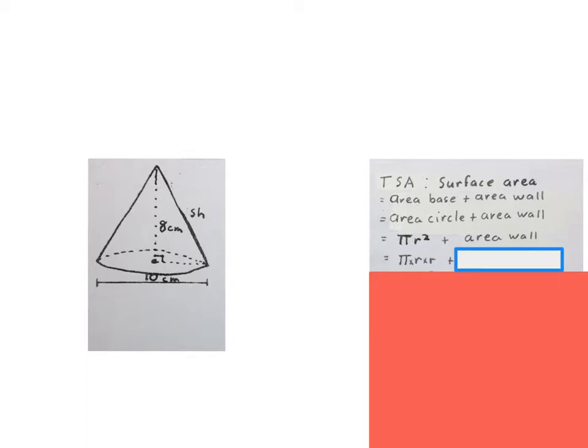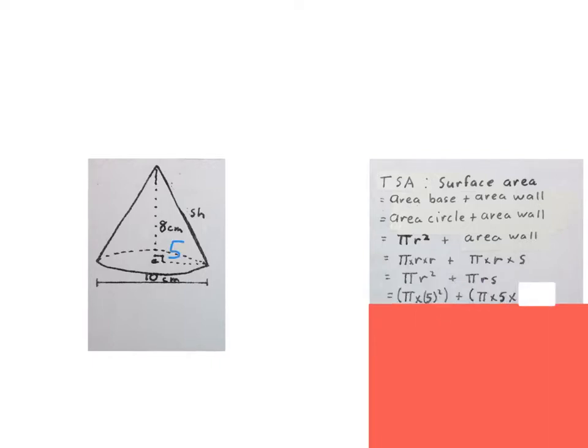Now let's try and remember the formula for the area of the wall. You know that the area of a circle is pi r square, which means pi times r times r. Now the area of the wall is very similar. It's pi times r times s, which is that length. So the formula you'll find on a formula sheet for the total surface area of a cone will be pi r square plus pi rs.